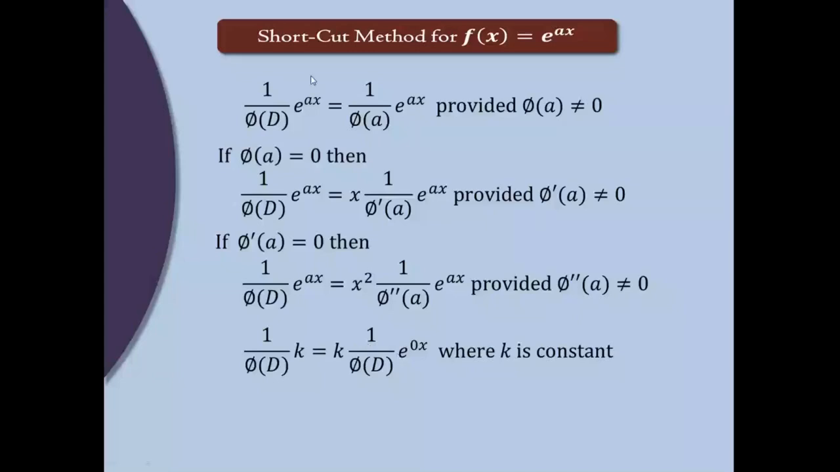Wherever a is there, instead of that we have 0. So replace D by 0. If it is a non-zero term, that will be the answer, 1 upon phi of 0, e raised to 0x. If it is 0, take the derivative, then replace D by 0. If it is non-zero, x into 1 upon phi dash of 0, e raised to 0x. Like that we have to continue. So the same formulas we use for a constant term also. Constant, just write it as constant into e raised to 0x and replace a by 0.